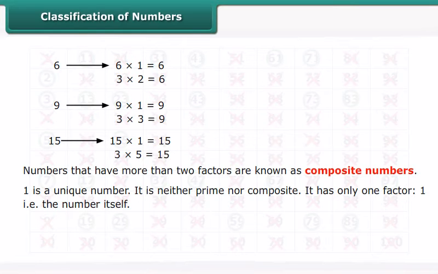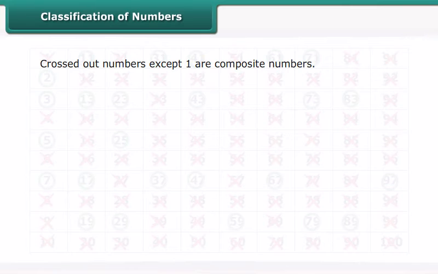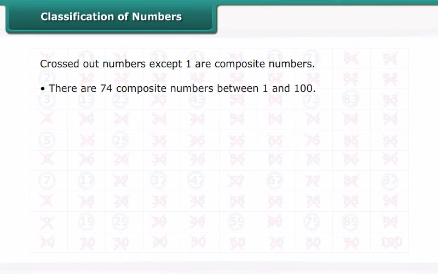Let us consider the sieve of Eratosthenes. Crossed out numbers except 1 are composite numbers. There are 74 composite numbers between 1 and 100.